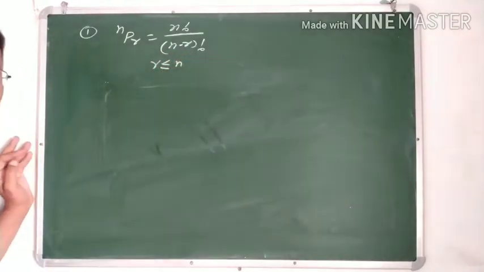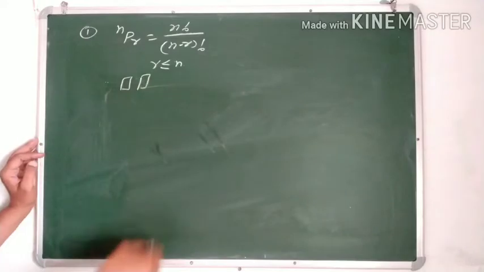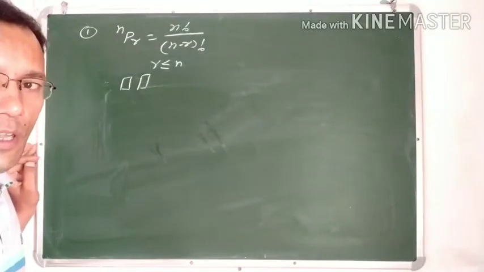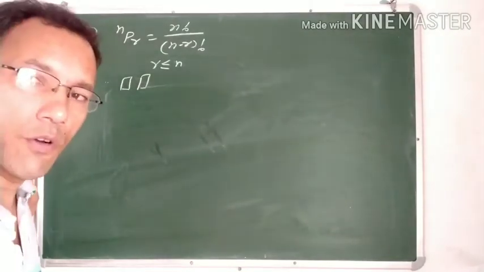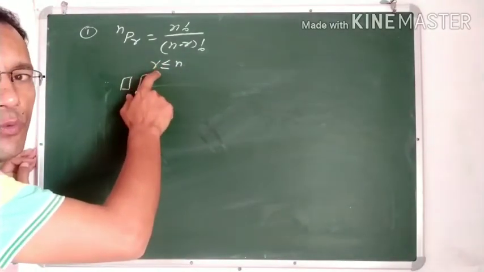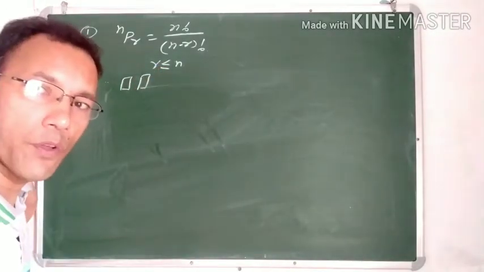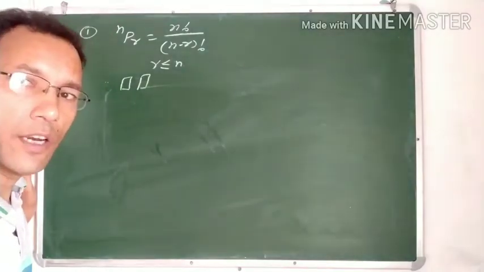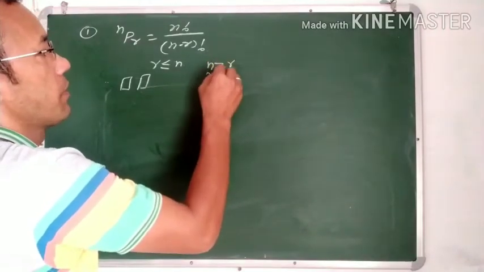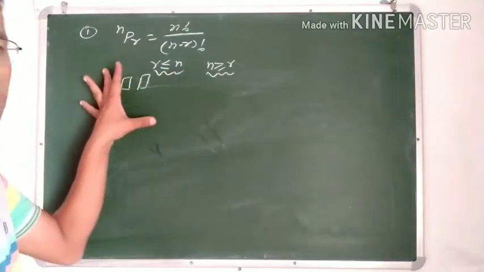So that means out of n objects, like we have two chocolates, I can pick one chocolate or I can pick two chocolates, right? Out of two chocolates I cannot pick three chocolates, right? So r is less than or equal to n. That means the number of objects picked must be equal to or less than the number of objects from where we are going to pick. We can write n is greater than or equal to r, or r is less than or equal to n. Both are the same thing.